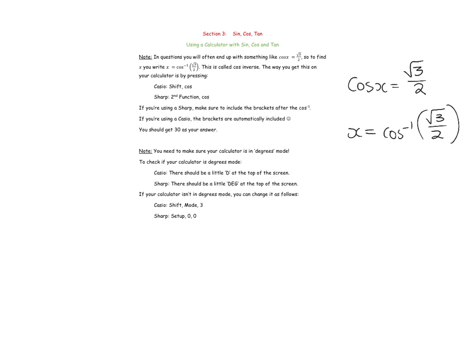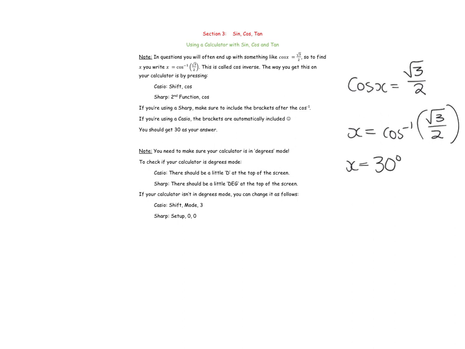Now, how we put this into our calculator is, if you have a Casio, you press shift and cos, and then you will get the cos inverse. For Sharp, if you press second function and cos, you will get cos inverse. However, if you're using a Sharp, you need to make sure to include brackets after the cos inverse because they're not automatically put in, but in a Casio, they are automatically put in. And then when you put this into your calculator, you should get the answer of 30 degrees.